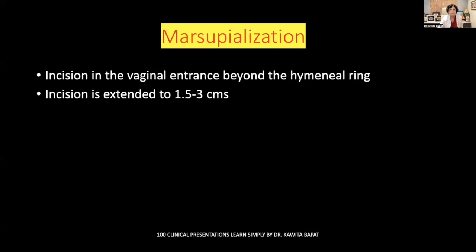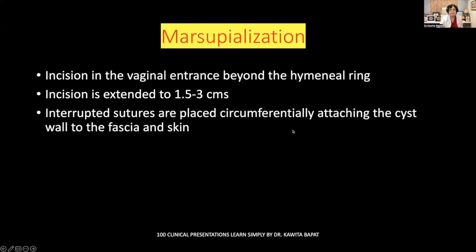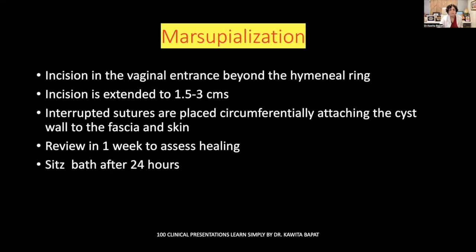The incision is made at the vaginal entrance beyond the hymenal ring. This is another important point. The incision extends up to 1.5 to 3 centimeters. Interrupted sutures are placed circumferentially, attaching the cyst wall to the fascia and skin. Review in 1 week to assess healing, and the patient can take sitz baths after 24 hours.